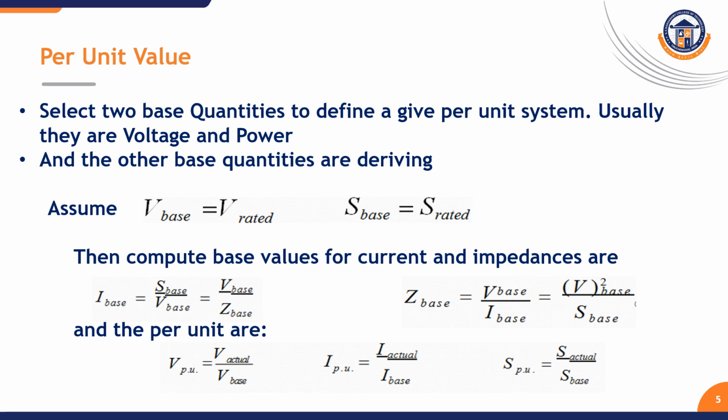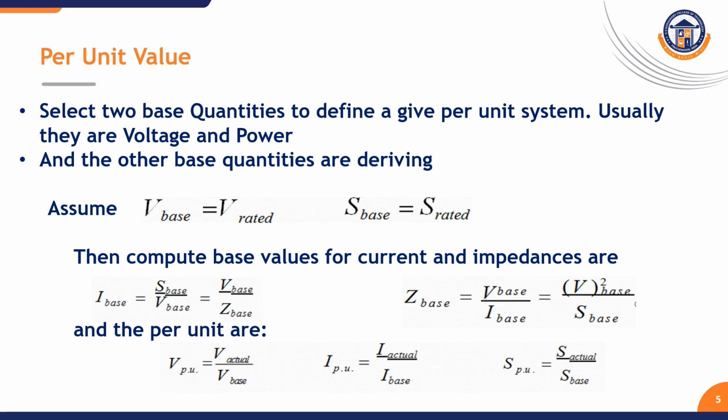What is the formula for current base? From Ohm's law, power by voltage gives the value of current, right? Normally power is the product of voltage and current. Here the power I am mentioning is apparent power, not real power or reactive power. So apparent power is the product of voltage and current. From that, I base is equal to S base by V base. And Z base, again from Ohm's law, is V base by I base, or in another form, V base squared by S base.